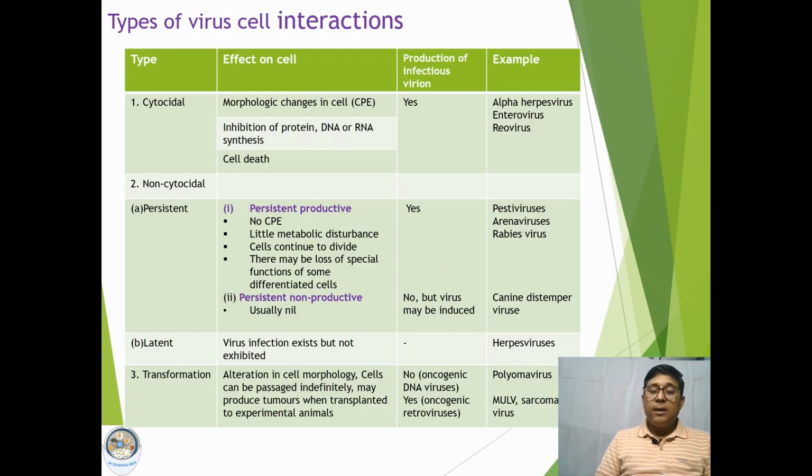So these are the different types of virus-cell interactions which may take place when a virus infects a particular cell. First is cytocidal, second is non-cytocidal, third is transformation. Non-cytocidal may again be of two types: persistent and latent. Persistent may again be of two types: persistent productive and persistent non-productive. So these are the different types of virus-cell interaction.